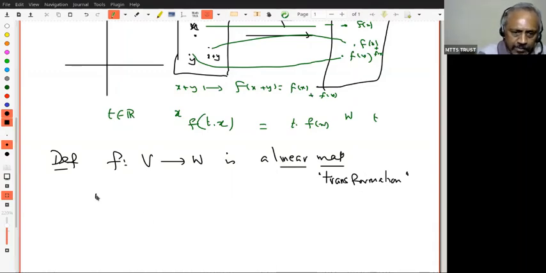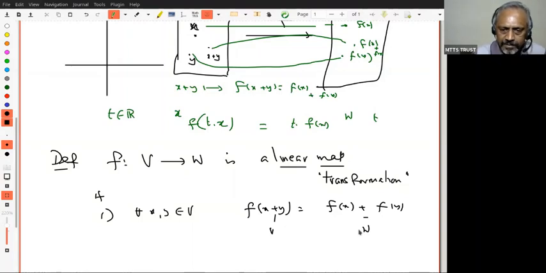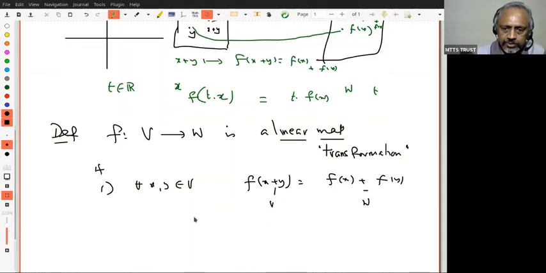If the following are true, what is it? For all x, y in V, I can add x plus y in V and look at its image, f of x plus y in W. This should be the image of x under f and the image of y under f, added in W. These are vectors in W, this equality should hold. This is an addition in V. This is addition in W. So this should happen.